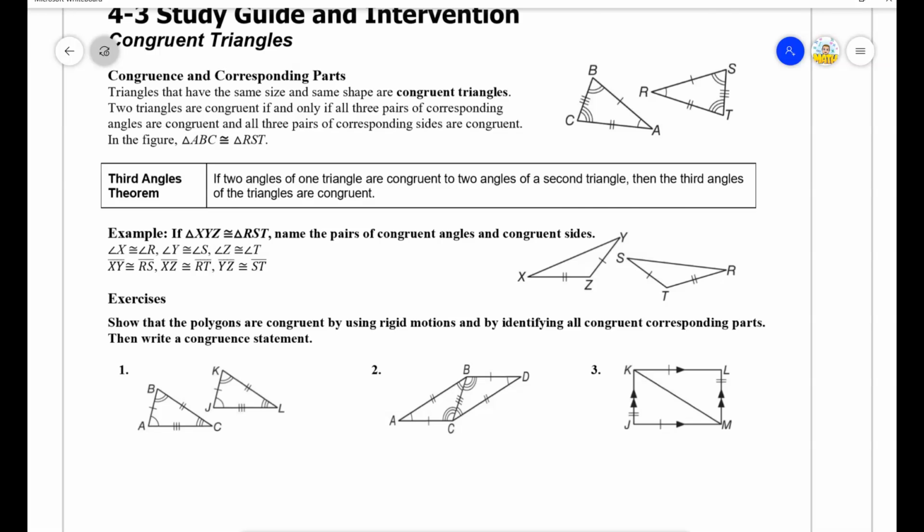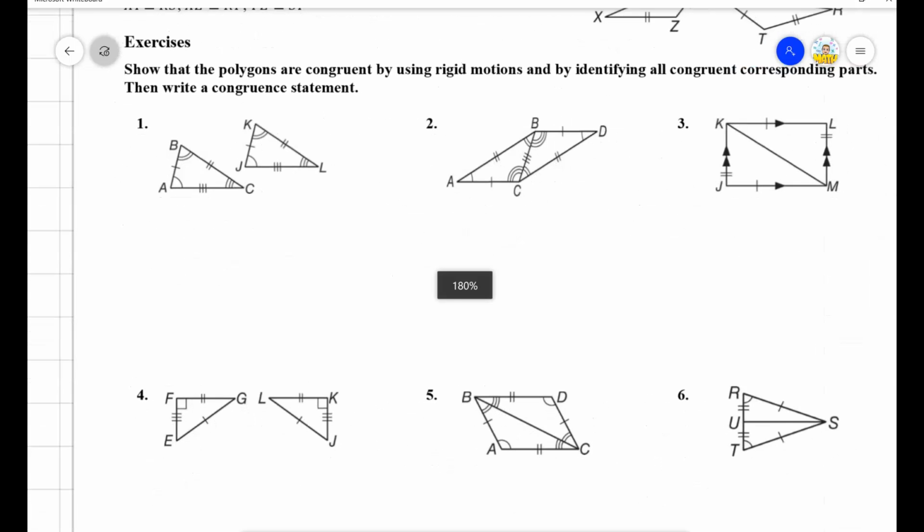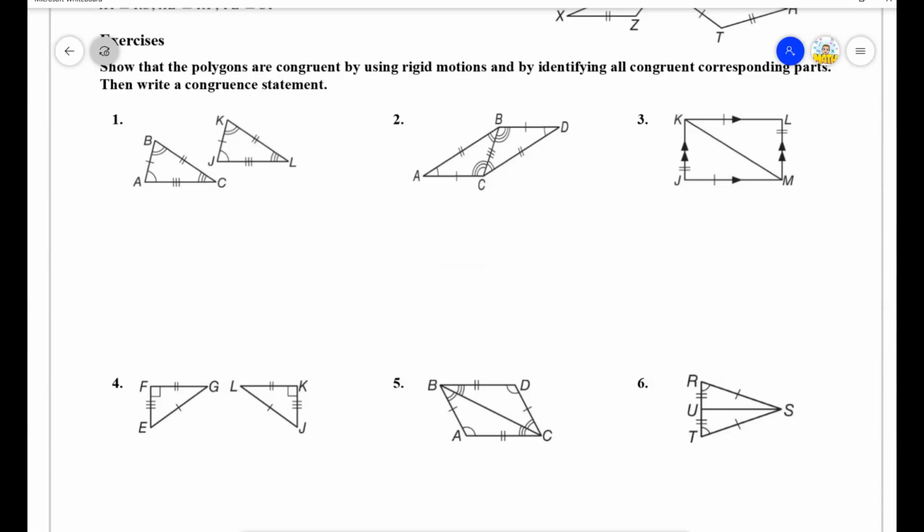So what we want to do in these congruent statements is think about what are the parts that are congruent to each other, and then write a congruent statement. So I'm going to go through systematically and show you what I mean. I'll go right in alphabetical order here.